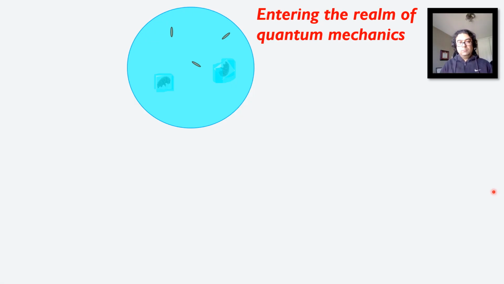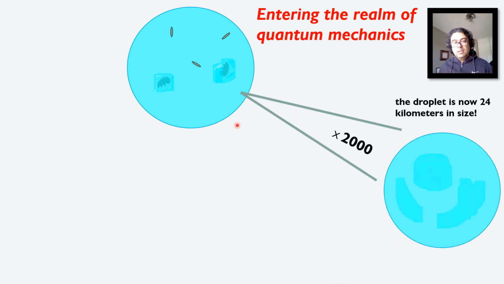Here I still have that little sample of the droplet of water. And here we start entering the realm of quantum mechanics. Let's say I take another, yet smaller piece of this droplet of water, and I magnify it by another 2,000 times. Now, in this case, the droplet of water is 24 kilometers in size. So that's how big we're magnifying things.